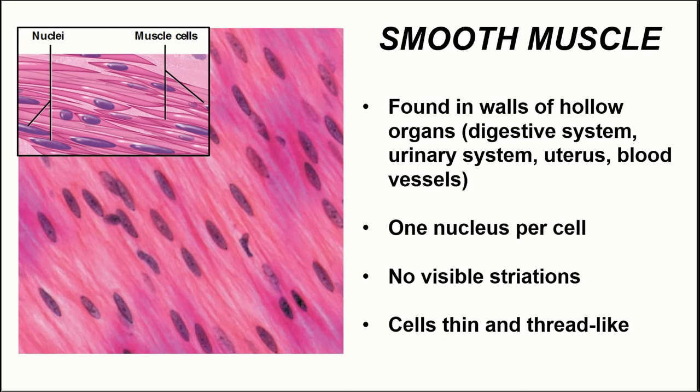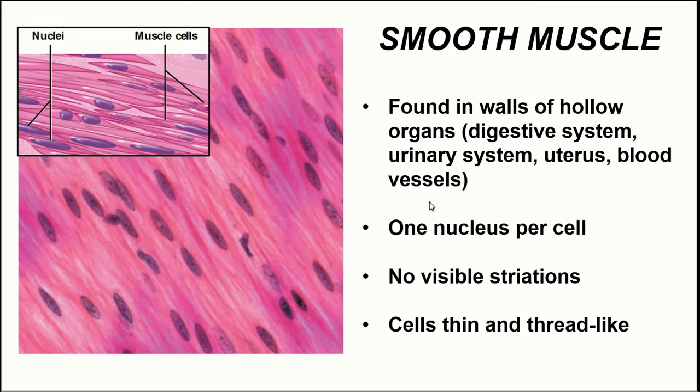Now, smooth muscle is primarily found in the walls of hollow organs, so think like the walls of the digestive system, so like the stomach, the intestines, and things like that. The walls of structures in the urinary system, like the urinary bladder, the uterus as well, in the female reproductive system. And smooth muscle is also found lining the walls of blood vessels as well.